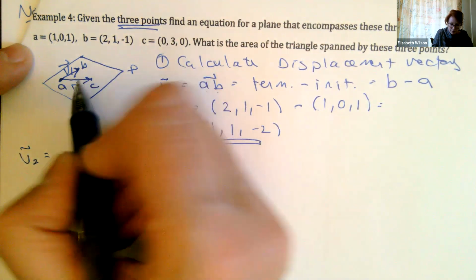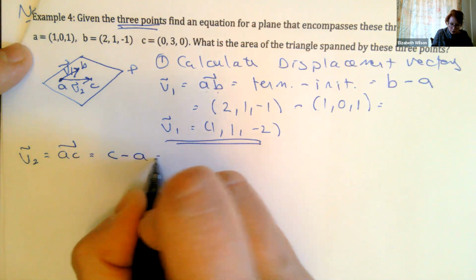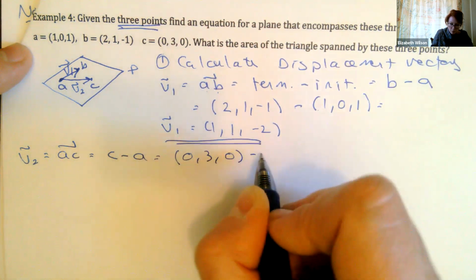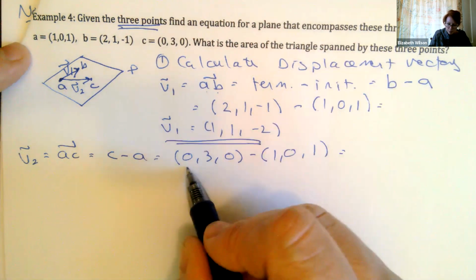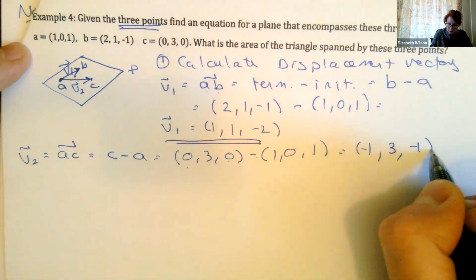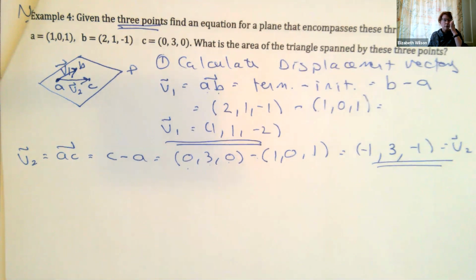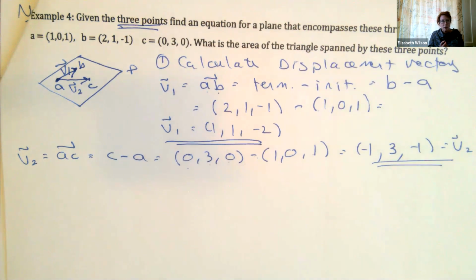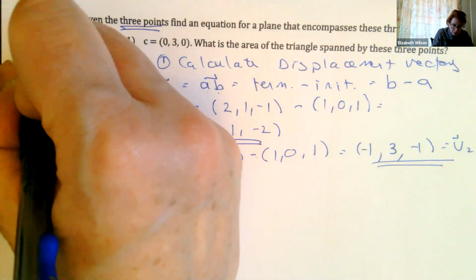Do the same thing for V2. We go from A to C, which means terminal minus initial: (0, 3, 0) minus (1, 0, 1). Remember, they have to have the same initial point here. So 0 minus 1, 3 minus 0, 0 minus 1 is equal to V2. It doesn't matter if I go V2 cross V1 or V1 cross V2; you'll see we get the same answer either way, a vector that's normal to both. I'll call that my n.